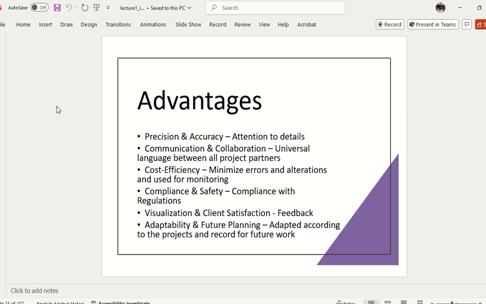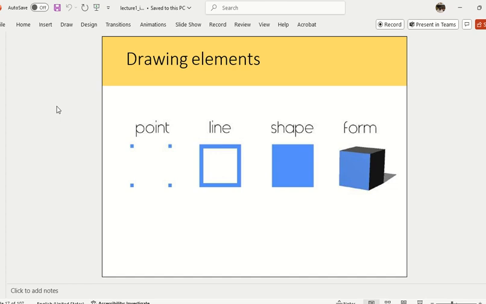Okay, so if you have a drawing, you can see how the object will look, and you can get the satisfaction of the client and so on and so forth, and you can make changes in the drawing for future construction, future work. So these are some points because of which you need to have technical drawings. We start from the basics.